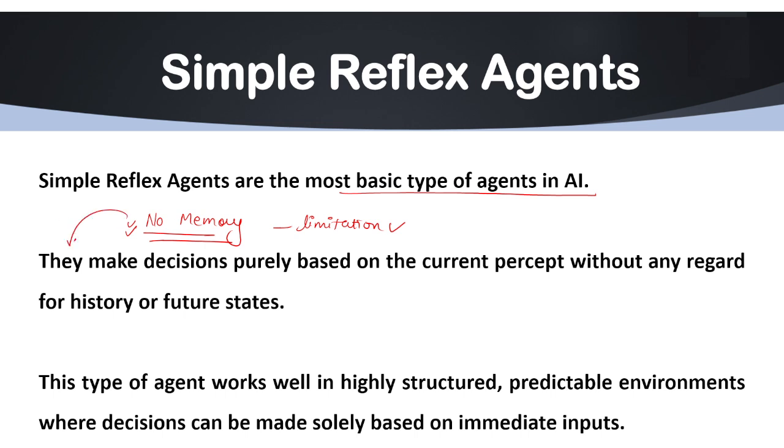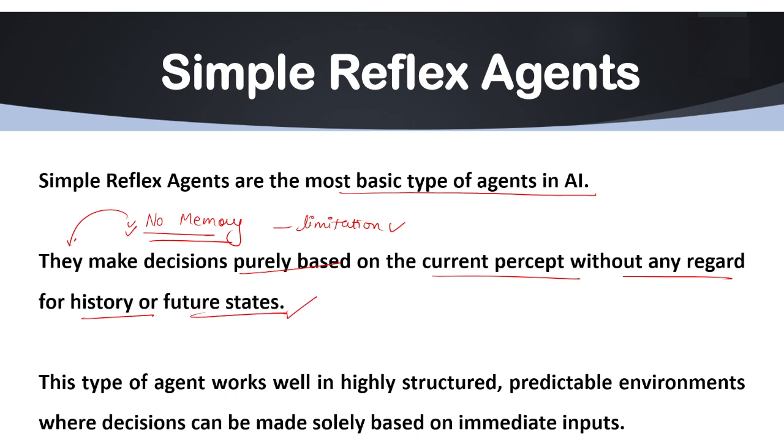No memory means what? No memory means these agents do not keep track of past states or learn from their previous actions. These agents respond only to the current percept. All right, if it doesn't have memory, then whatever task it has previously performed, no data of it will be stored. They make decisions purely based on current percept without any regard for history or future states.